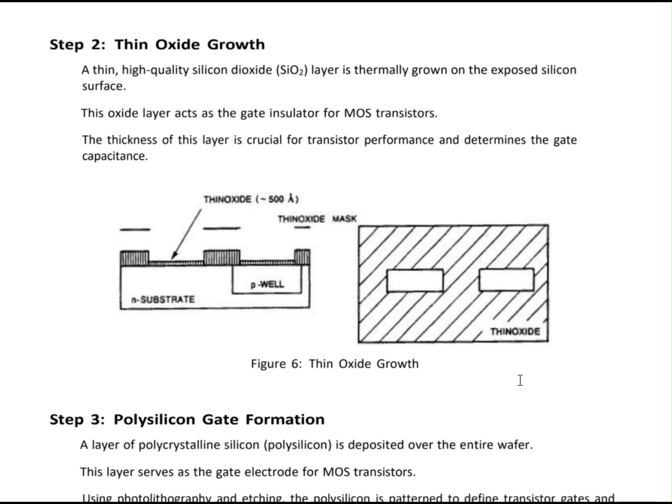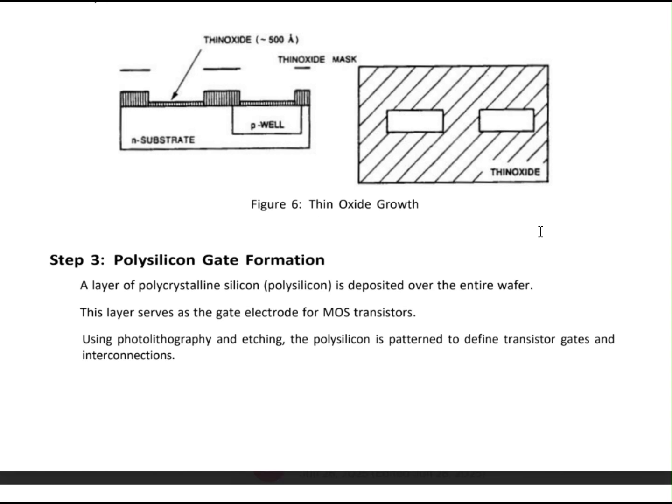A thin, high quality silicon oxide layer is thermally grown on the exposed regions. So here you can see on the silicon dioxide layer we have thin oxide regions that are diffused, and therefore the top view would look like this after the process of etching. The thickness of the layer is crucial for the transistor's performance and determines the gate capacitance.